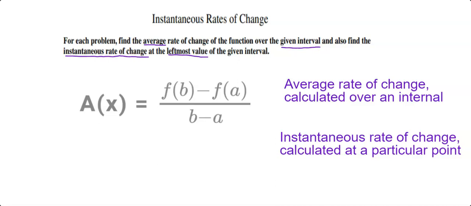So the difference between average rate of change and instantaneous rate of change: the average rate of change is where we take the function evaluated at some point B minus the function evaluated at some point A and then divide by B minus A. That's the average rate of change. Now you might have a function that has different rates of change depending on where you are in the function, and so if that is the case, then we can find the instantaneous rate of change calculated at one particular point.